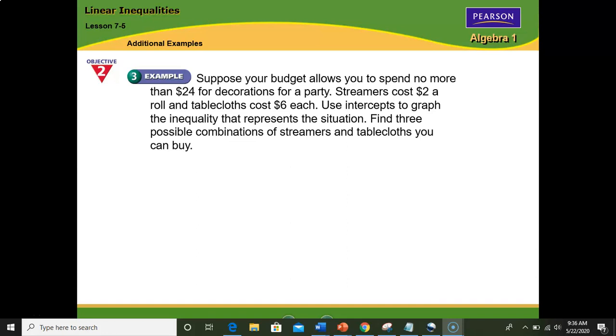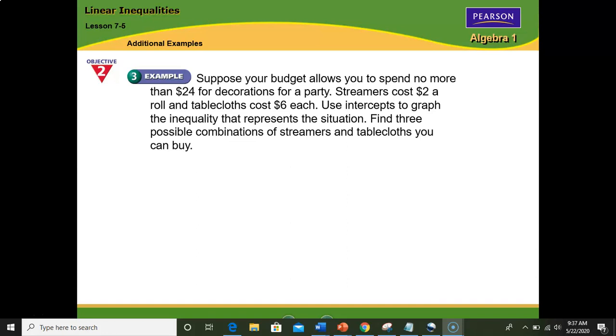It says, suppose your budget allows you to spend no more than $24 for decorations for a party. Streamers cost $2 a roll, and tablecloths $6 each. Use intercepts to graph the inequality that represents the situation. Find three possible combinations of streamers and tablecloths you can buy. Now there's a lot that's going on in this word problem, so let's break it apart and take it piece by piece so that we understand the problem fully.